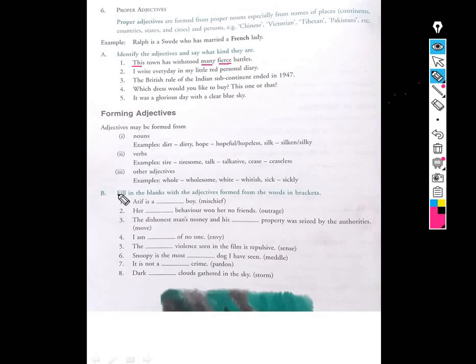Okay, now the homework is to fill in the blanks with the adjectives formed from the words in the brackets. Some words have been given in brackets. You will make adjectives from these words. First one is: Atif is a boy. Mischief. Mischief is a noun. Mischief means naughtiness, शरारत. अब शरारत से हमने शरारती adjective बनाना है. Atif is a mischievous boy. शरारती लड़का है, mischievous.